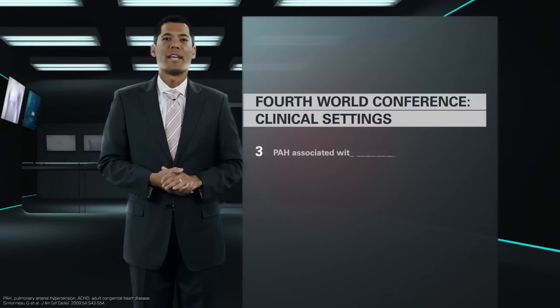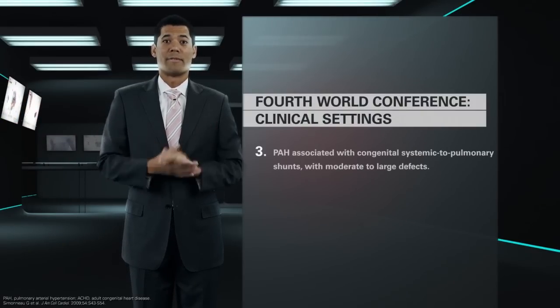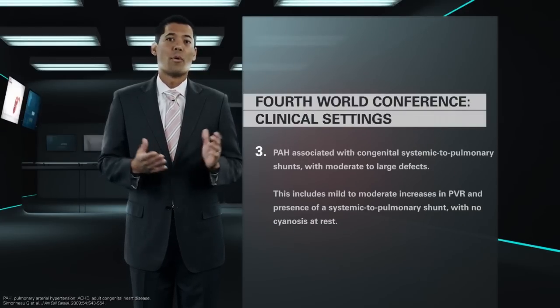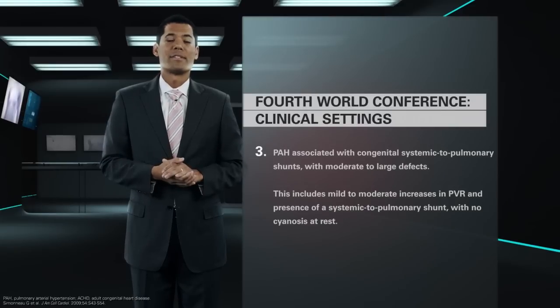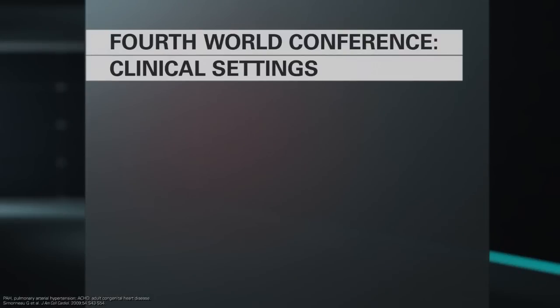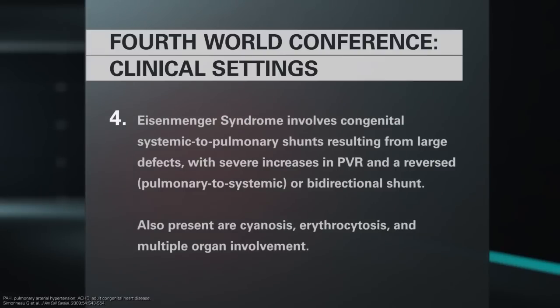Also, consider PAH associated with congenital systemic-to-pulmonary shunts with moderate to large defects. This includes mild to moderate increases in pulmonary vascular resistance, or PVR, and the presence of a systemic-to-pulmonary shunt with no cyanosis at rest. Finally, Eisenmenger syndrome involves congenital systemic-to-pulmonary shunts resulting from large defects, with severe increases in PVR and a reversed, now pulmonary to systemic or bidirectional shunt. Also present are cyanosis, erythrocytosis, and multiple organ involvement.